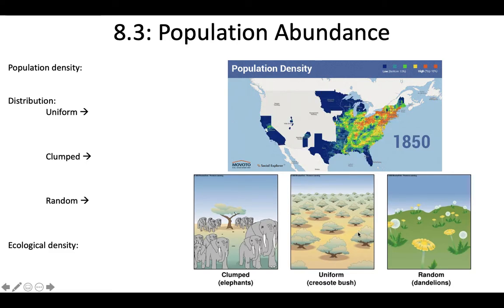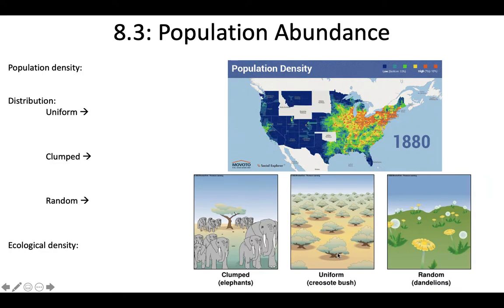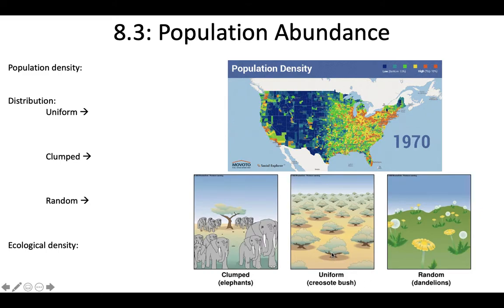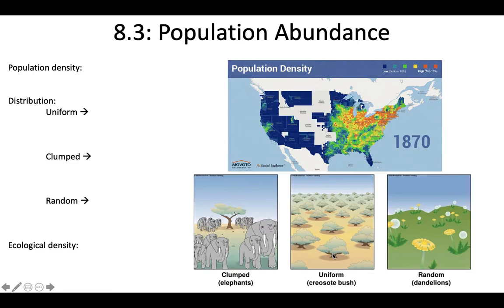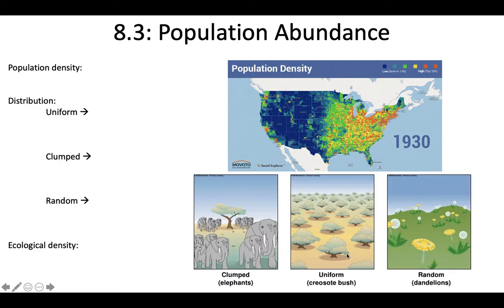And then a uniform distribution can be formed from negative interactions among individuals of the same species. So maybe there is competition, heavy intraspecific competition. So this is an example of a creosote bush. Creosote might be uniformly distributed because of limited resource availability. And so they are evenly distributed because they have this zone of territoriality of resource availability around them.